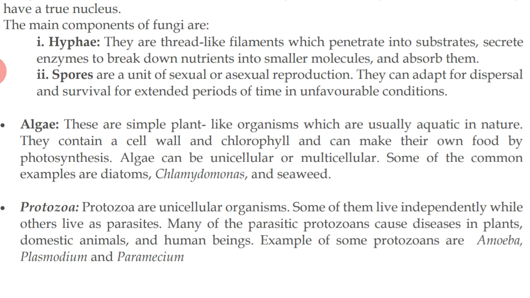Algae. They are simple plant-like organisms which are usually aquatic in nature. They contain a cell wall and chlorophyll and can make their own food by photosynthesis. Algae can be unicellular or multicellular. Some of the common examples are diatoms, chlamydomonas and seaweed.